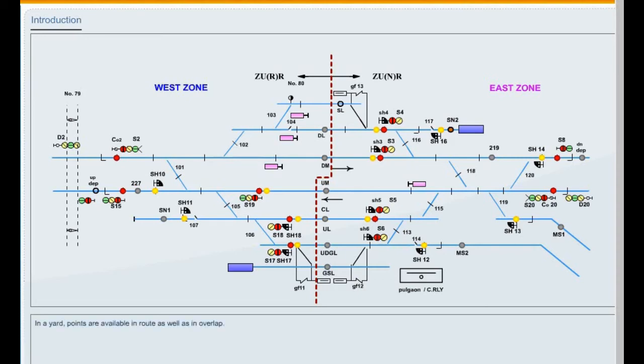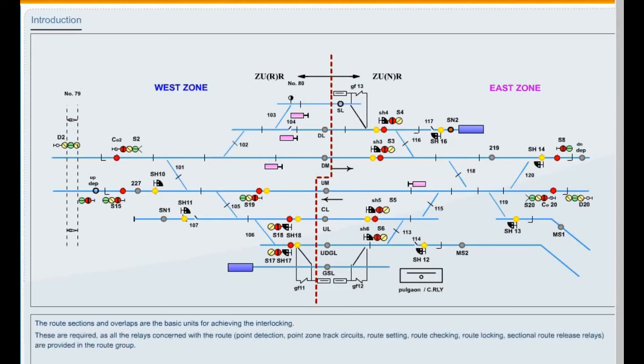In a yard, points are available in the route as well as in the overlap. Points in the route section will be controlled by the URS and UNS relays, and points in overlaps are controlled by the OVZ2URR and OVZ2UNR relays. The route sections and overlaps are the basic units for achieving the interlocking. These are required as all the relays concerned with the route, that is, point detection, point zone track circuits, route setting, route checking, route locking, and sectional route release relays, are provided in the route group.